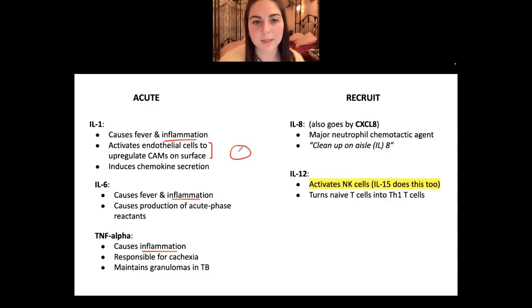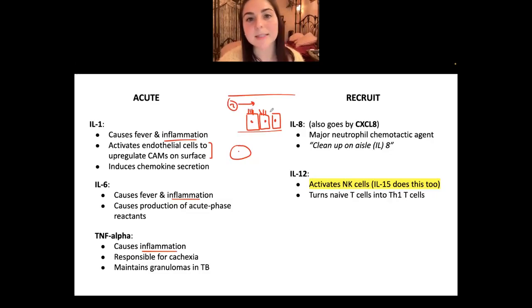So here's an endothelial cell in the blood vessel, right? And we're going to talk about this in a little bit. But here's the blood vessel, and it's lined by endothelial cells. They're going to upregulate these CAMs on its surface. So when the neutrophil is coming in like 1,000 miles an hour, it's basically going to get speed bumped by these, slow down, and then it can get pulled out to where the infection is happening. That's the idea of CAMs. So that's why it's really important that IL-1 does get activated immediately from these macrophages.